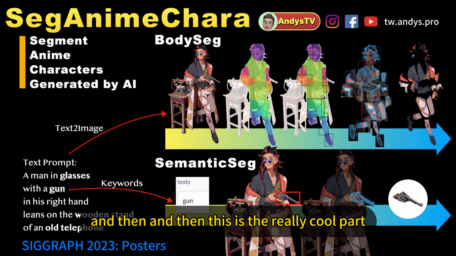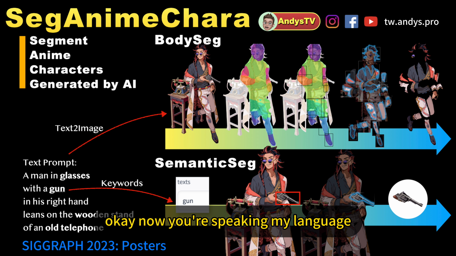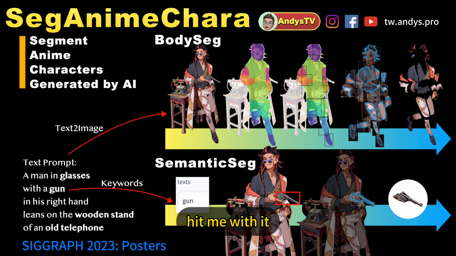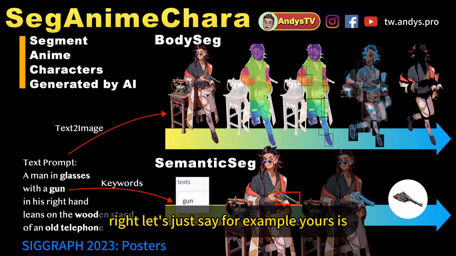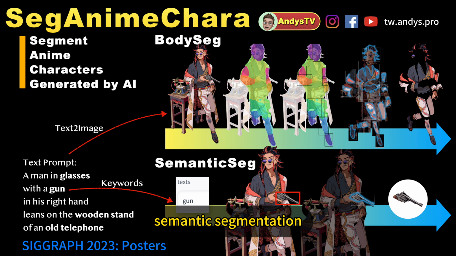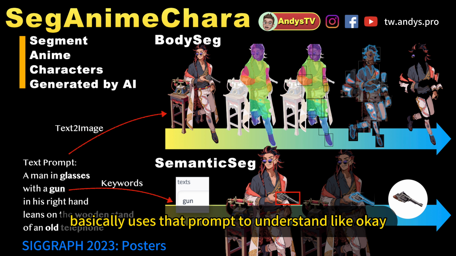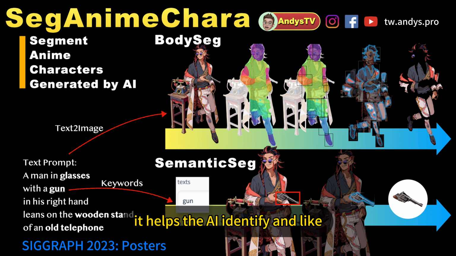And then, this is the really cool part, comes what's called semantic segmentation. Okay, now you're speaking my language. Semantic segmentation, hit me with it. All right, so remember how we were talking about AI art generators? We put in these text prompts, right? Let's say, for example, yours is a warrior with a flowing cape and a glowing sword. Semantic segmentation basically uses that prompt to understand that the cape is separate from the warrior's body, and that sword is its own thing, and it glows. It's a separate asset. It helps the AI identify and segment those unique features.